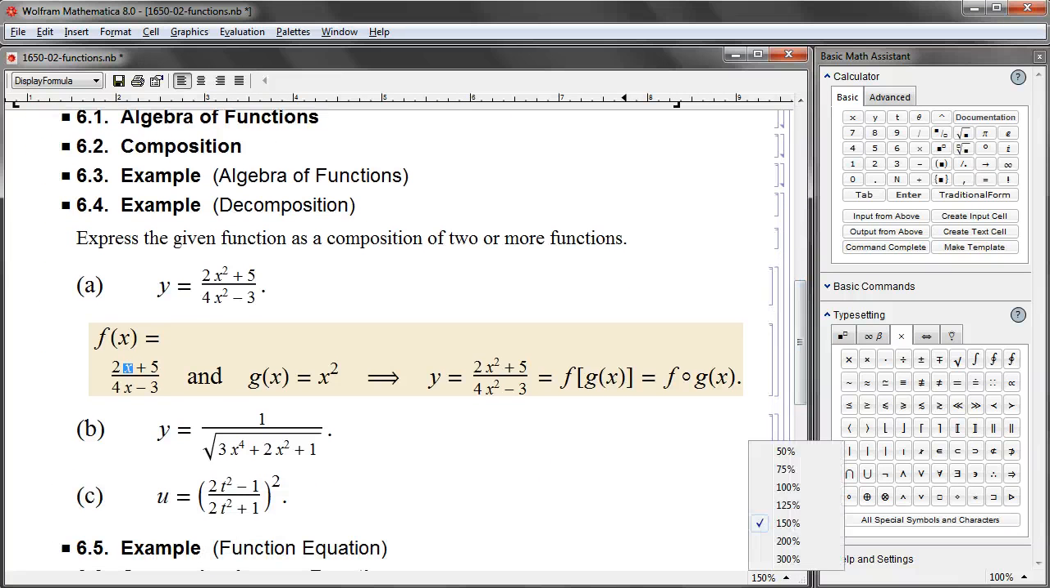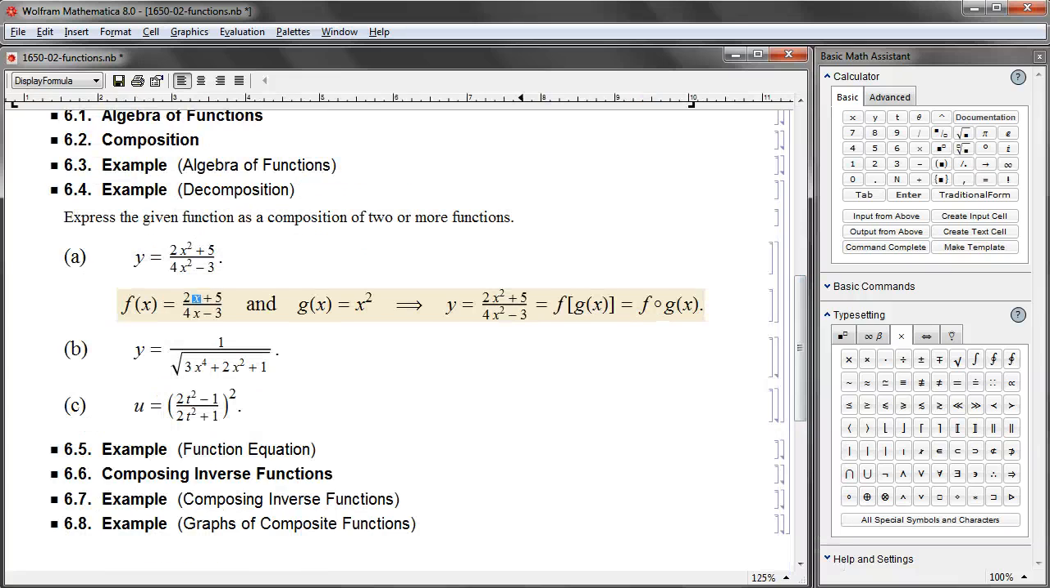Okay, this x and that x should be replaced by x squared if I'm doing f of g of x, because g of x is x squared. And that's how we get this decomposition done.